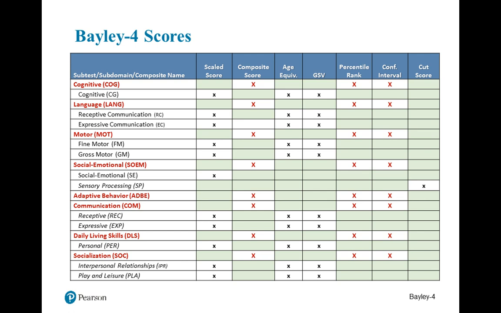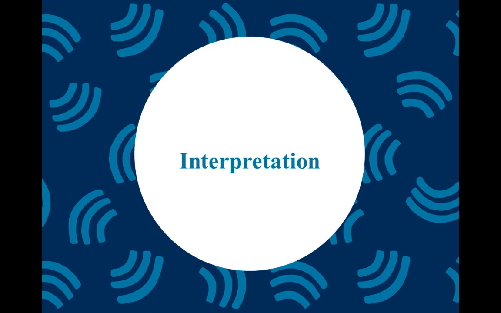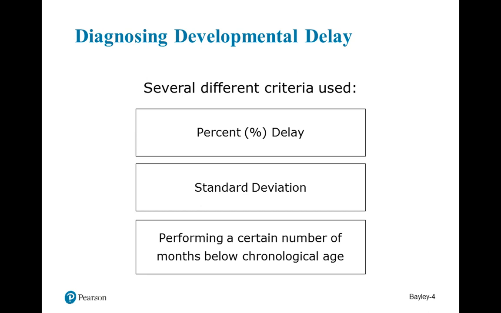So there are a ton of scores, and as we've said earlier, there's not one agreed upon definition of delay. So these scores are provided in order to have different ways of looking at it and to meet the needs for those various scoring or mandated rules. So, interpretation. There are various ways to interpret what is a developmental delay. Some use percent of delay, others use standard deviations, and some use performance a number of months below chronological age. Whatever the definition is for your area, your state, this information is provided for you to use for that purpose.